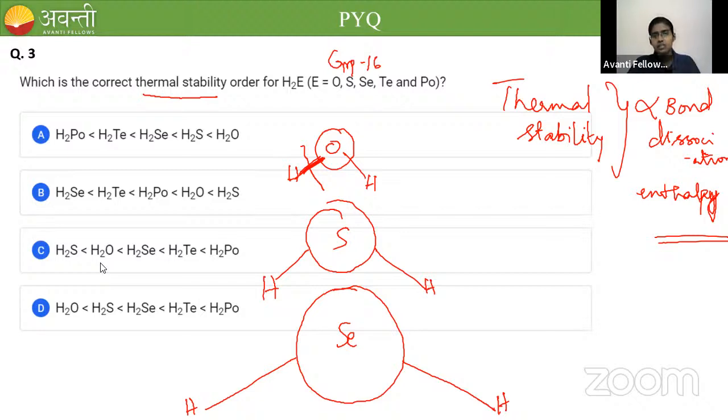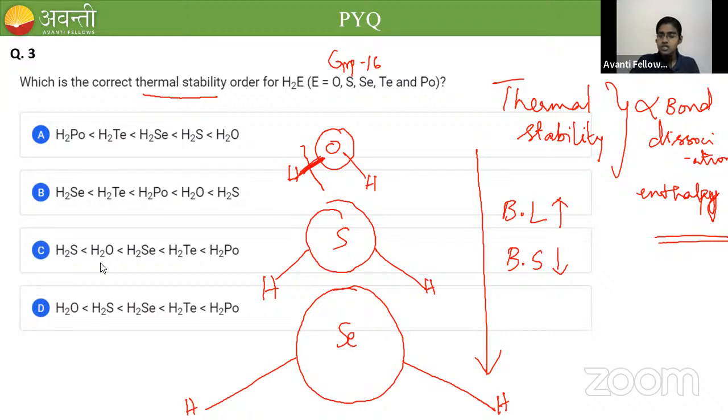The thermal stability order decreases on moving down the group: oxygen, sulfur, selenium, tellurium, polonium. If you are moving down the group, bond length between the hydrogen and the element increases, and the bond strength decreases. If bond strength decreases, bond dissociation energy also decreases on moving down the group. So the last element will have the least bond dissociation energy, so it is least thermally stable. And OH will have the highest bond dissociation energy, so it is highly thermally stable. So option A will be the correct answer for this question.